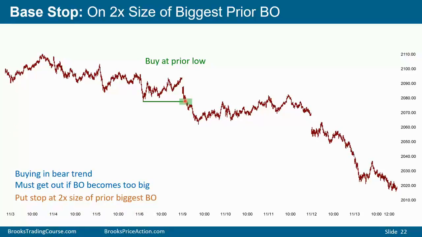Let's say you buy with a limit order at that low, and instead of using the height of the trading range for a stop, a measured move down, some traders might use 2 times the size of the biggest prior breakout. Here's a low, here's the breakout, here's a breakout below that low. The biggest prior breakout was 26 ticks. This low went 26 ticks below that low. And to give themselves a buffer, they might place a stop at 2 times that down here.